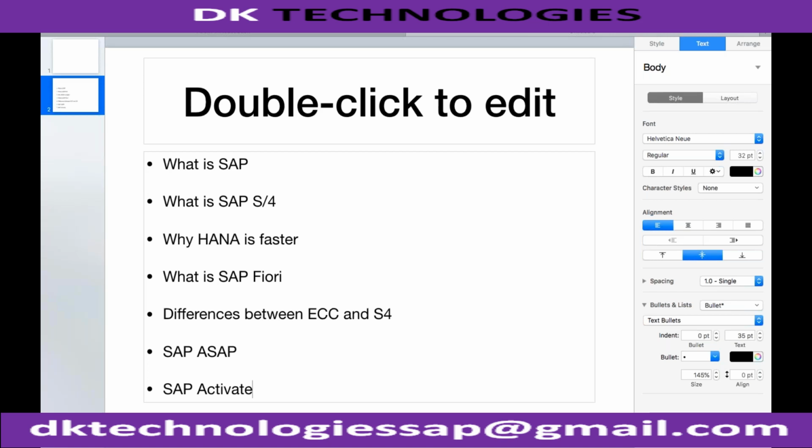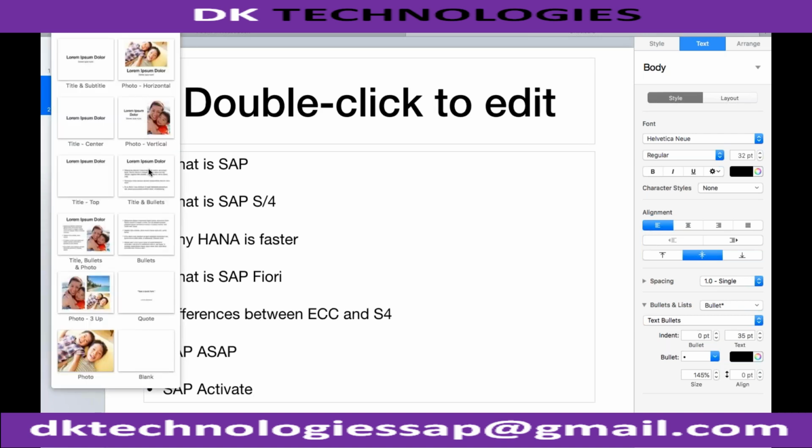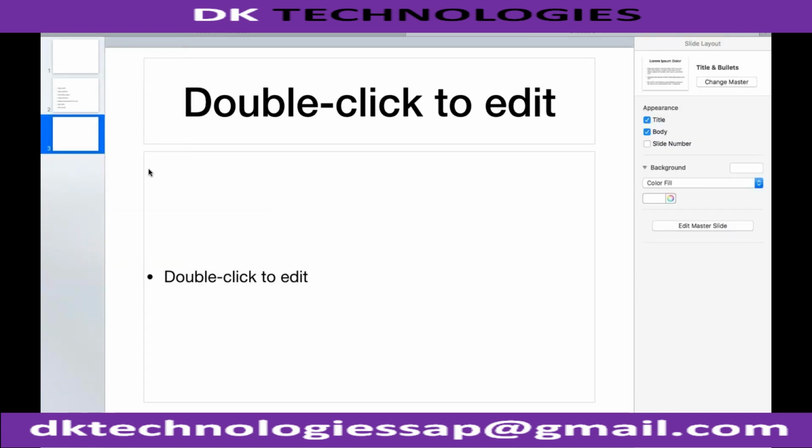Like whatever role you are playing in your organization when it comes to SAP as a SAP consultant, you should be aware about all these different things, irrespective of which module you are going for. Right? So these are the common things that you must know throughout your SAP career. Now, we understood SAP ASAP and SAP Activate. What we are going to do today is we are going to start working on the project.